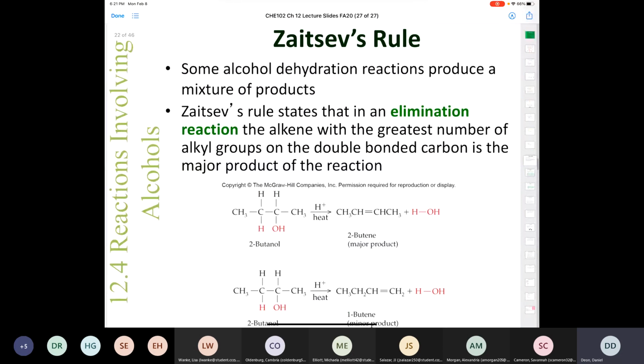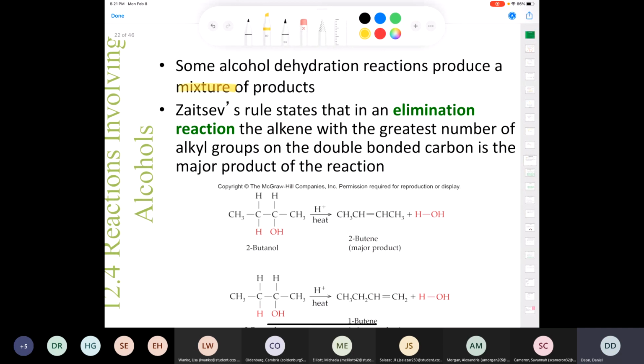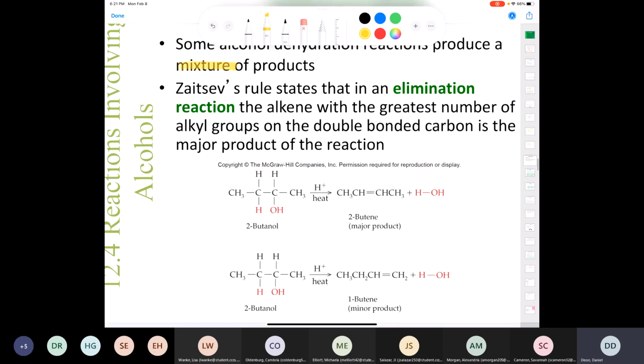And that's when we have to follow what's called Zaitsev's rule. So you can see there's a lot of Russians that were involved in organic chemistry back in the day. Some alcohol dehydrations can produce a mixture. Oh boy, this is where it gets interesting. In organic chemistry, a lot of the time we get more than one product. And you have to be able to tell me, what's the major product going to be? What's the minor product going to be? Okay, here we go. This is the rule.